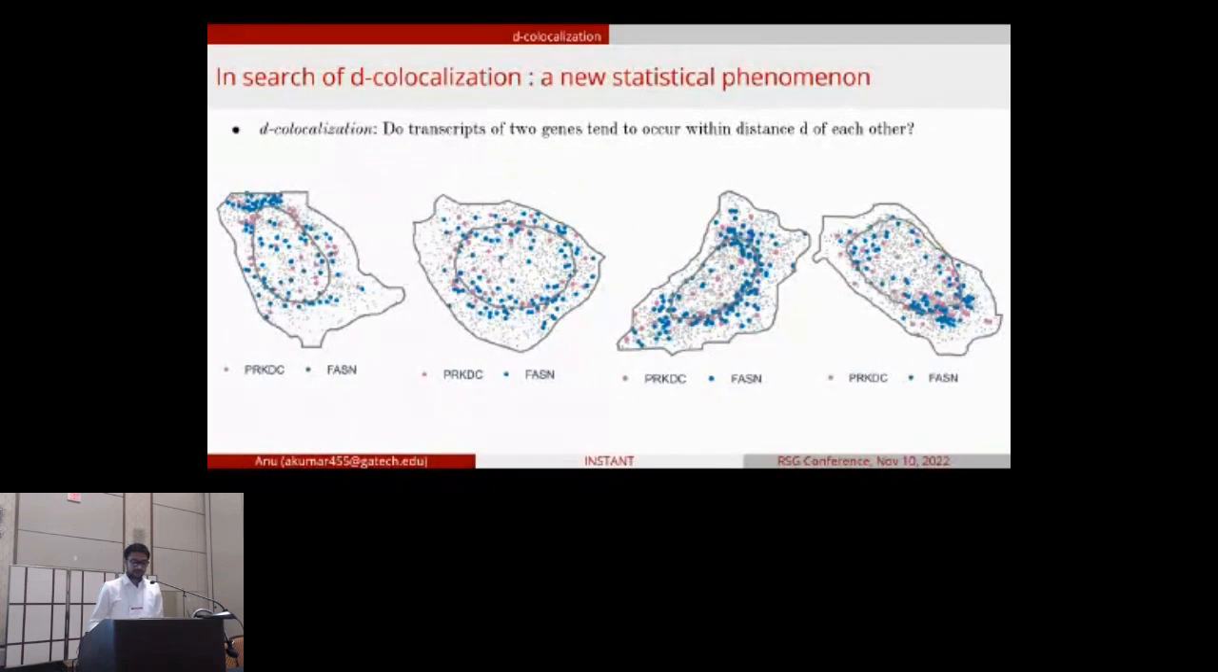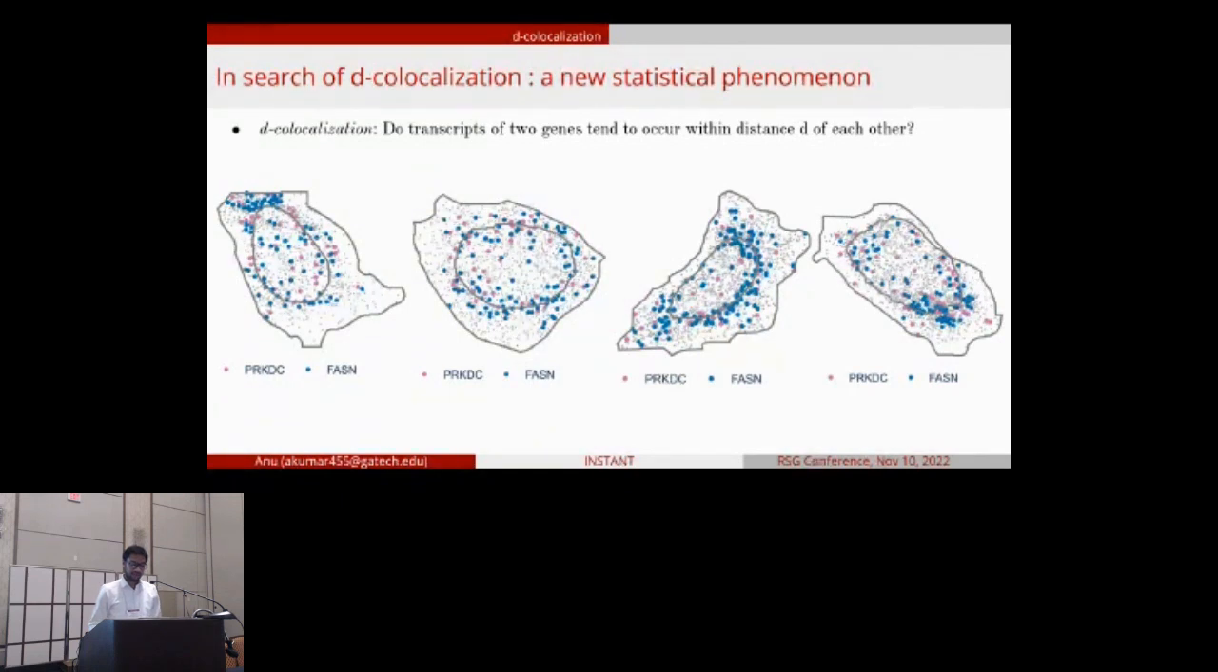In our quest to understand subcellular organization inside a cell, we define a new statistical phenomenon which we call decolocalization. Here D stands for distance D, which is 4 microns in our experiments. Decolocalization of a gene pair is a statistical phenomenon which aims to detect gene pairs that tend to occur within distance D of each other.